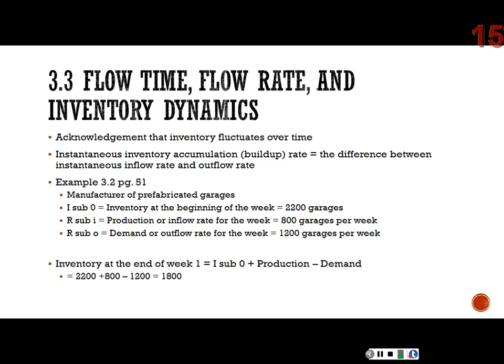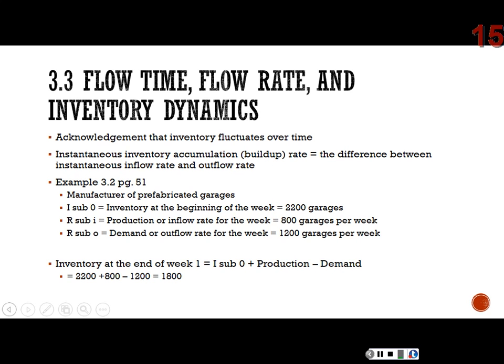We regard the finished goods inventory warehouse as a process and each garage as a flow unit. The production rate is the inflow rate, while demand is the outflow rate. Clearly both have fluctuated from week to week. So we've got I sub 0, the inventory at the beginning, which is 2,200 garages. R sub I is the production or inflow rate for that week, which is 800 garages per week. And R sub O is the demand or outflow.